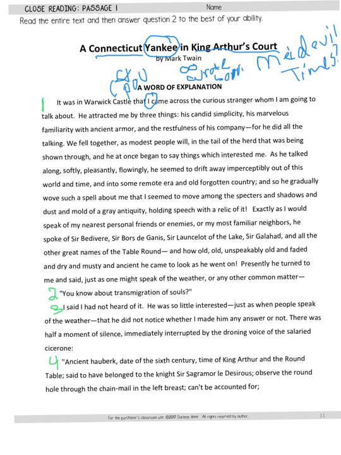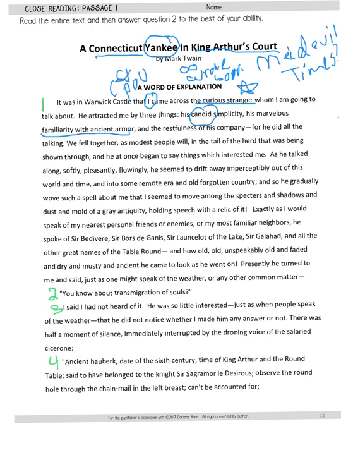So it was in Warwick Castle that I came across the curious stranger. So that must be the other character that the narrator's talking about, the curious stranger. And that's an important detail, so I'm going to star it, who I am going to talk about. He attracted me by 3 things. His candid simplicity. Candid. That's a new vocabulary word. I'm going to go ahead and circle that because that's kind of weird. His candid simplicity, his marvelous familiarity with ancient armor. Why would somebody know so much about ancient armor? And the restfulness of his company, for he did all the talking.